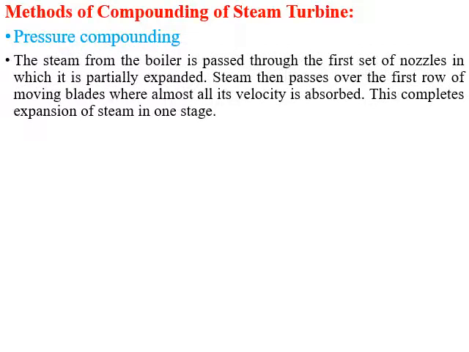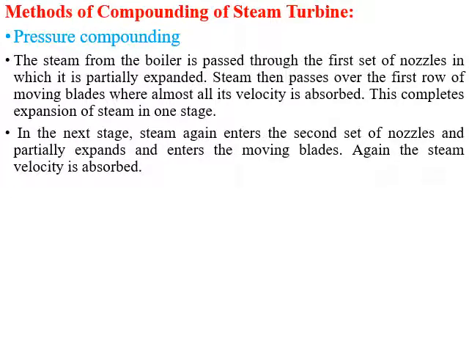So in this steam turbine, the steam from the boiler is passed through the first set of nozzles in which it is partially expanded. Steam then passes over the first row of moving blades where almost all its velocity is absorbed. This completes expansion of steam in one stage.